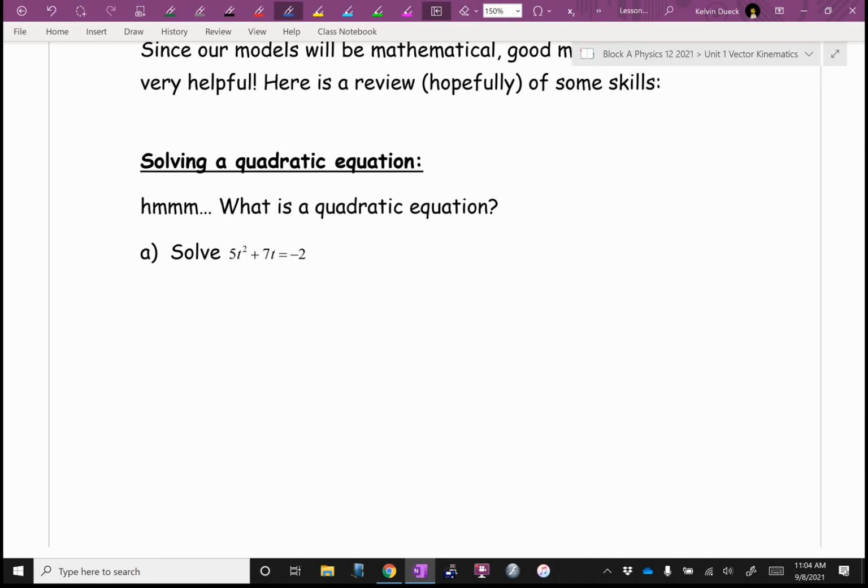What is a quadratic equation? How can I glance at this equation and instantly tell you that it's a quadratic? What is the exponent as a number exactly? Squared. Quadratic. If I see a squared and nothing bigger, that's a quadratic. Okay? It's an equation. I see two sides of an equal sign.